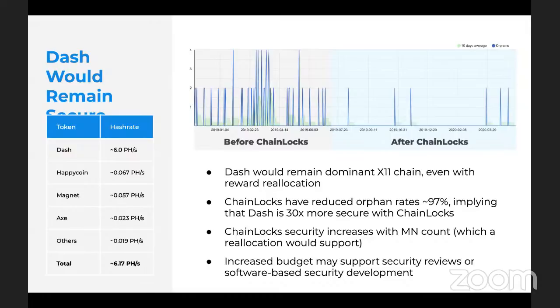And it's also true that an increased budget that may result from this reallocation would support software development. And as we've seen, more hash rate is not the only way to secure a network. Chain locks was performed by developers and implemented by developers, and it made our network far more secure than some incremental hash rate would have. And so when you ask the question, would we remain secure or not, the answer to that question is undoubtedly yes. This is a very moderate change, and we have all these other mechanisms in place to keep the network secure.